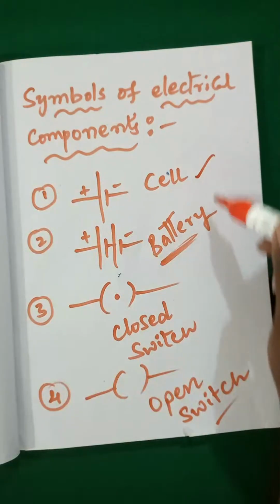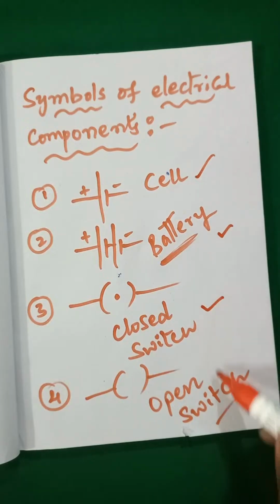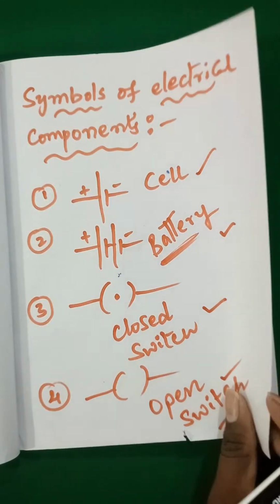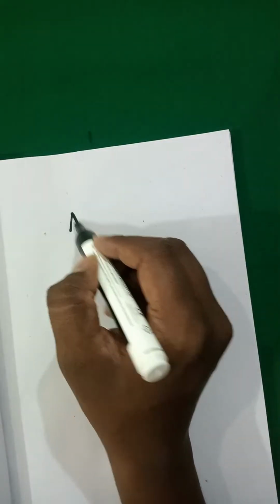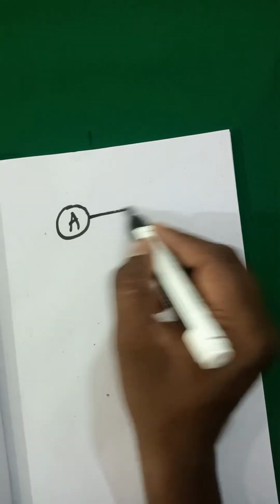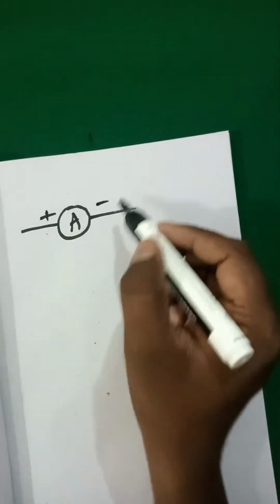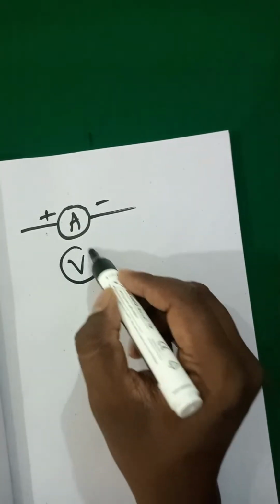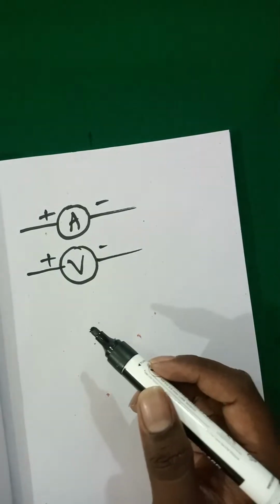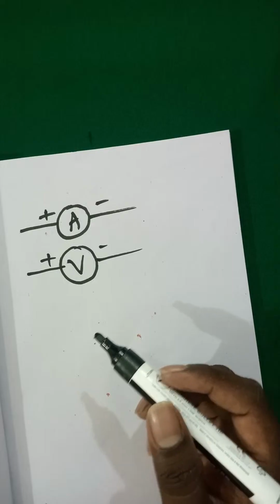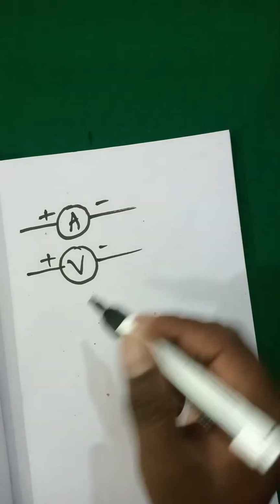So cell, battery, closed switch, open switch, right? Next one we are going with another one. Here you can take one more: the ammeter, with a positive terminal and a negative terminal. Then the voltmeter.